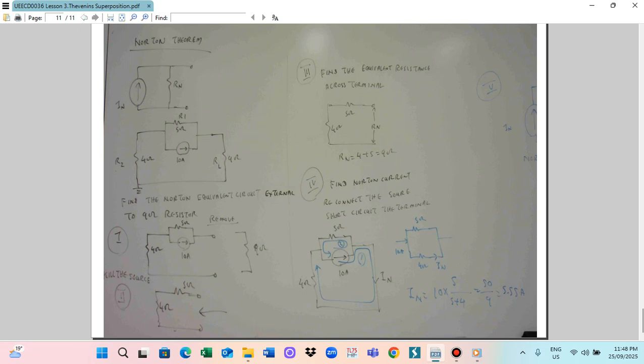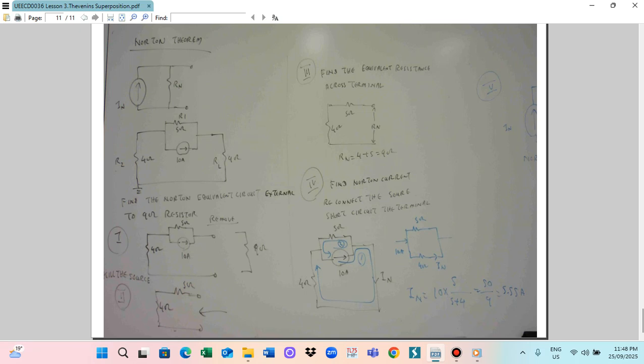For the Norton, you need to find the parallel resistance. So this is then together to find. Okay, we solve the one problem. Okay, so Norton equivalent circuit: you need to find the Norton equivalent circuit external to the 9 ohm resistor.